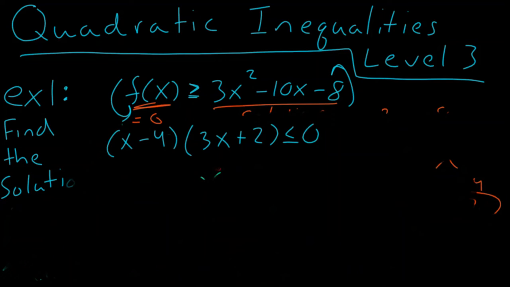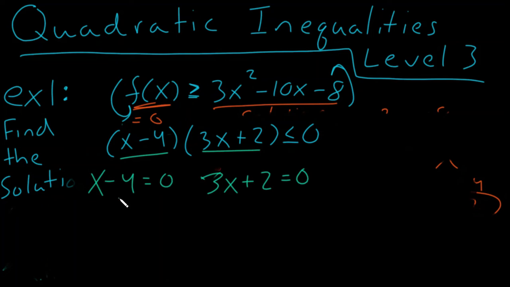Okay, so now that I have these two factors, x minus 4 and 3x plus 2, I now want to set each of them equal to 0. So I can write x minus 4 is equal to 0, and 3x plus 2 is equal to 0. Okay, to get rid of the minus 4, we can do plus 4 and plus 4, and our very first solution is x equals 4.